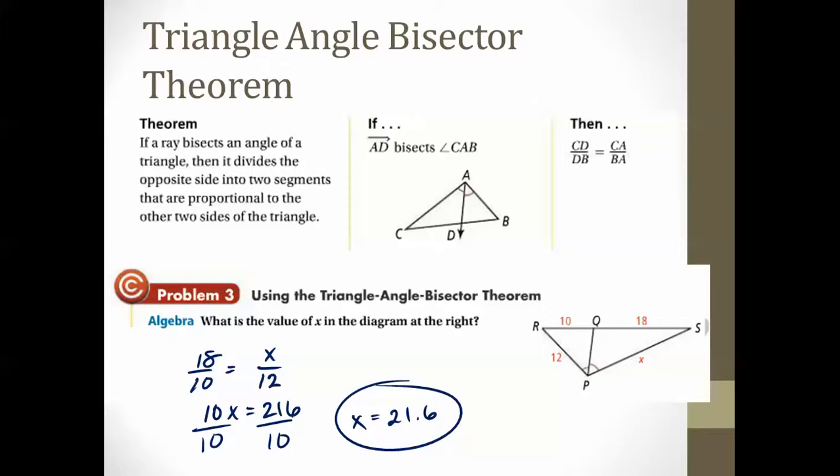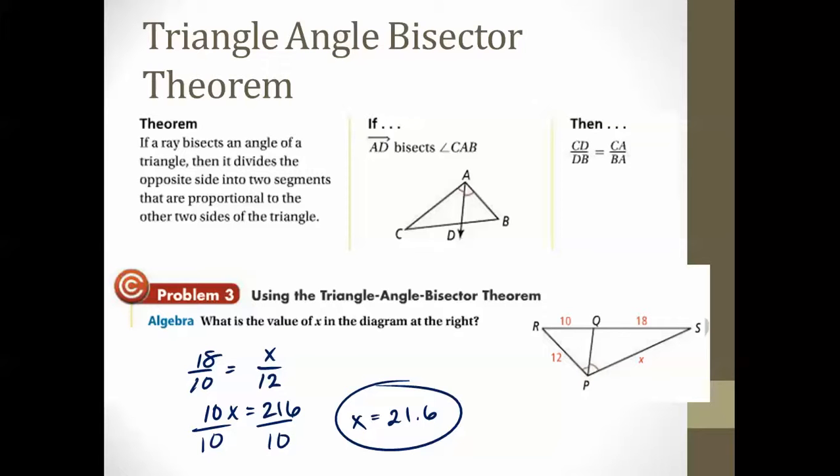Triangle angle bisector theorem. If a ray bisects an angle of a triangle, then it divides the opposite side into two segments that are proportional to the other two sides of the triangle. So if ray AD bisects angle CAB in the example, then CD over DB is equal to CA over BA.